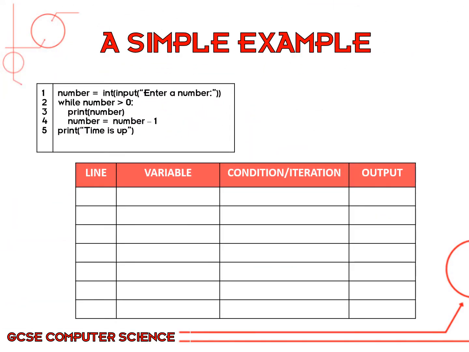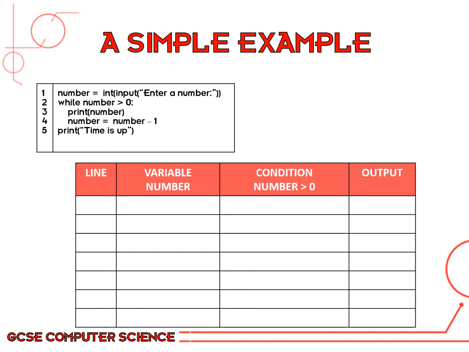So for our table, this is a slightly different way of doing it, in the sense that I've added in which line we are looking at, and I've also added in the condition or iteration number. The reason I've put condition or iteration is because if you've got a count controlled loop, you might know that it's going to do it 10 times. If you've got a condition controlled loop, you might be waiting to see what the condition is and whether it's been met. I've also got my output as well.